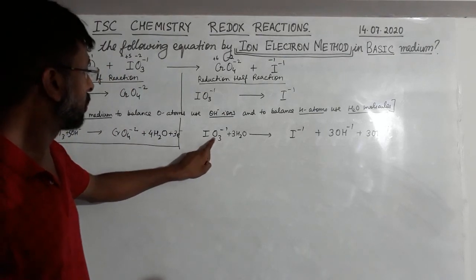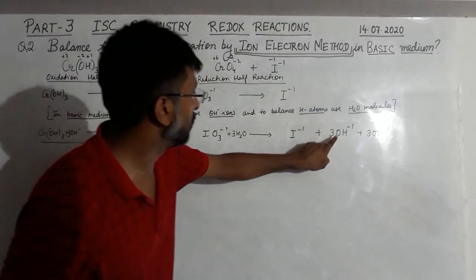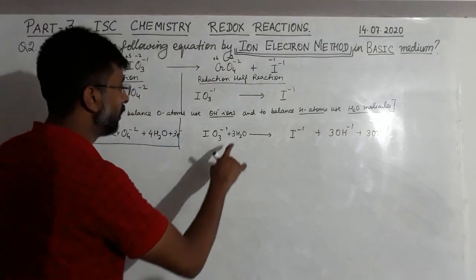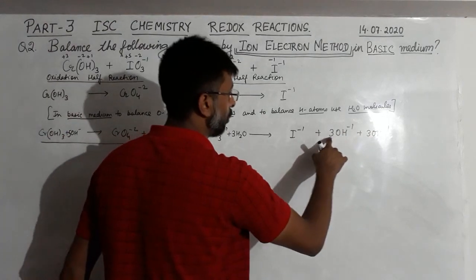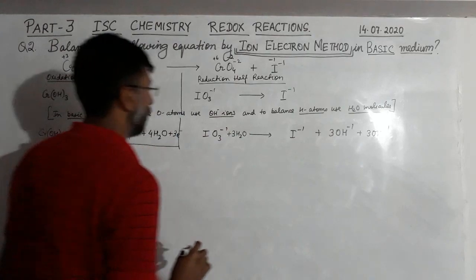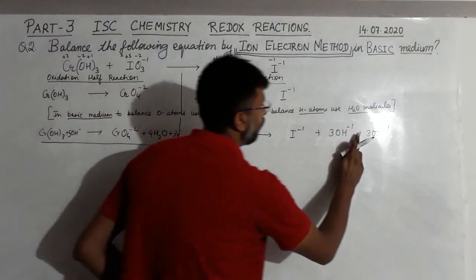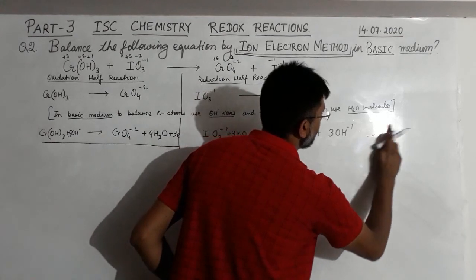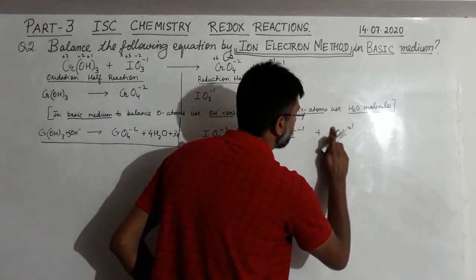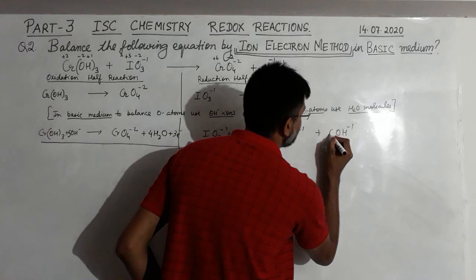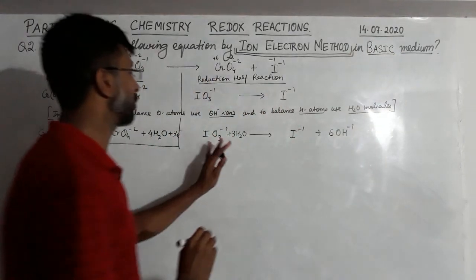Now let us check. Now oxygen is 3 plus 3, 6. Now hydrogen, 3 to the 6. Hydrogen is 3 over here, 3 over here. It is balanced now. Now this equation looks balanced. So what I can do is, over here, I can remove one of these 3OH⁻ and remove this 3 and write over here 6OH⁻. Now it looks better.